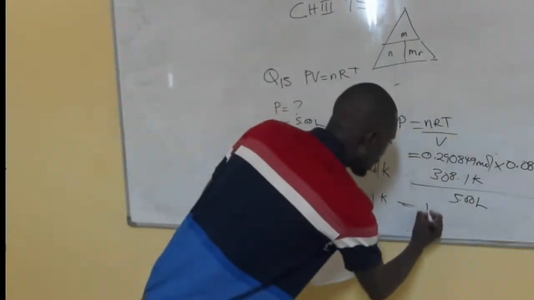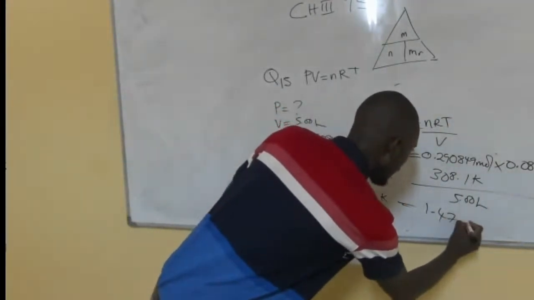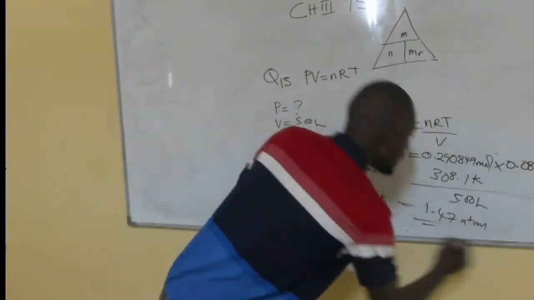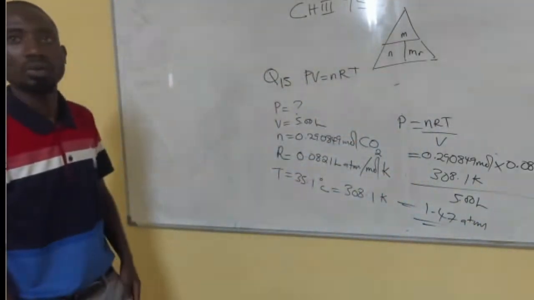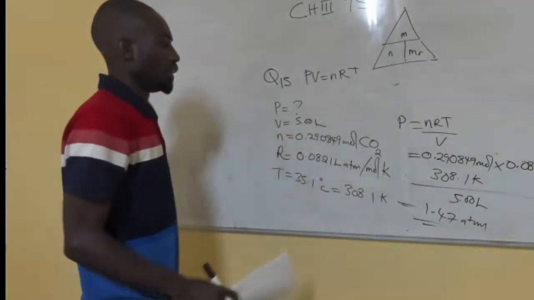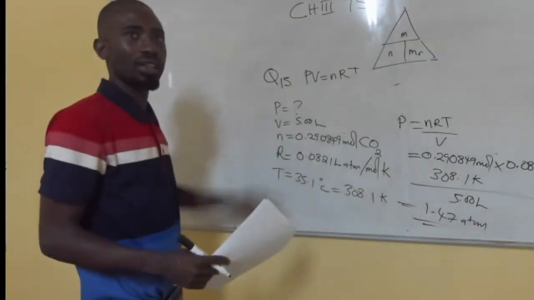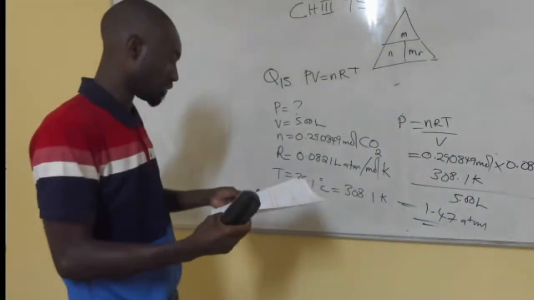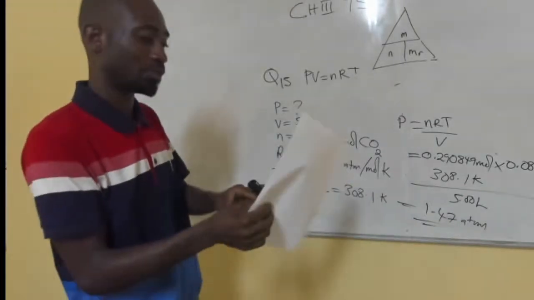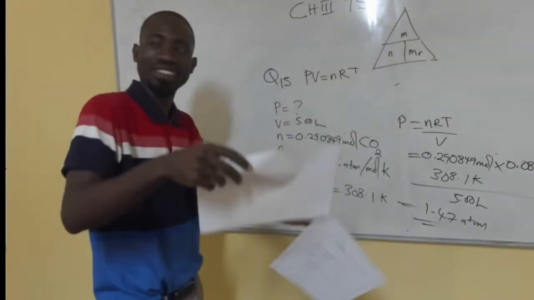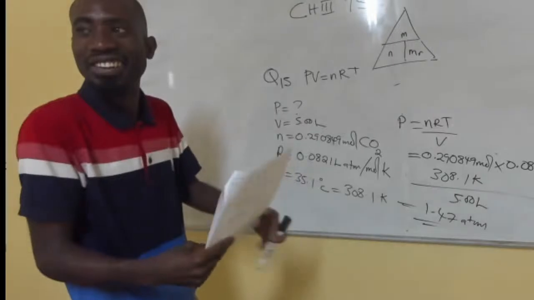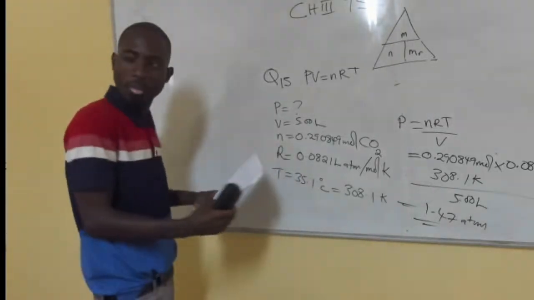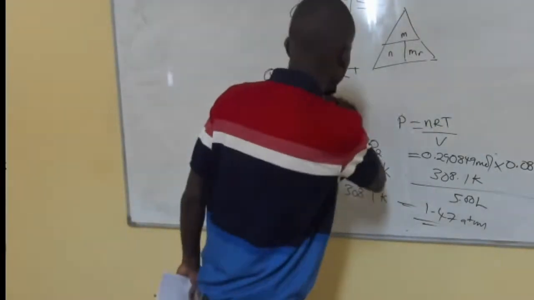we should be getting 1.47 atm. This is the correct value. That is the pressure that they require on the ideal gas law. So yeah. Then we look at question 16.